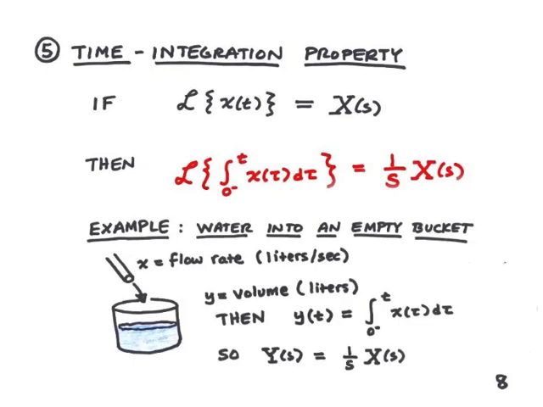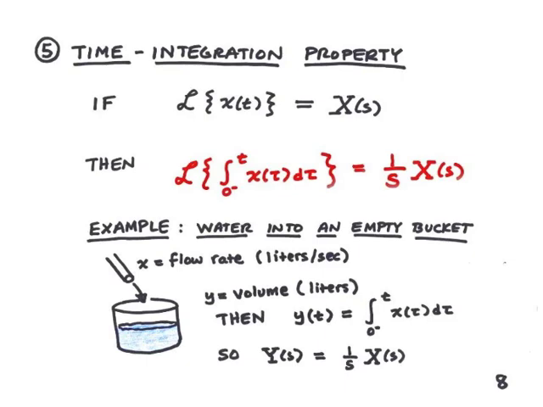This example should make it more clear. We'll look at the water bucket problem again. So we have water flowing into an empty bucket. The flow rate is given by the signal x of t, and that's in liters per second. The volume of water in the bucket is given by y. We start with an empty bucket at time 0.